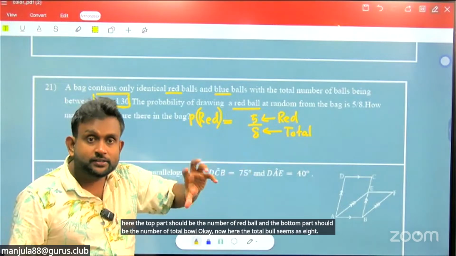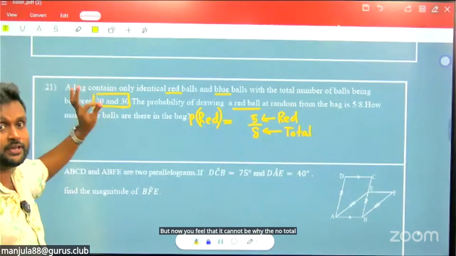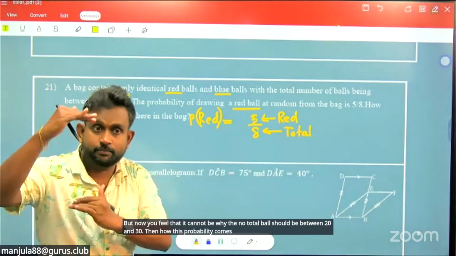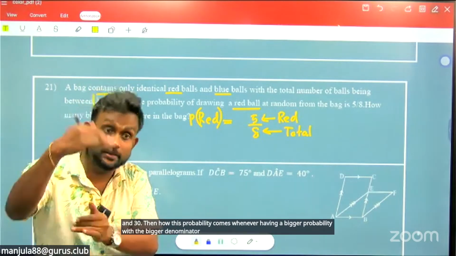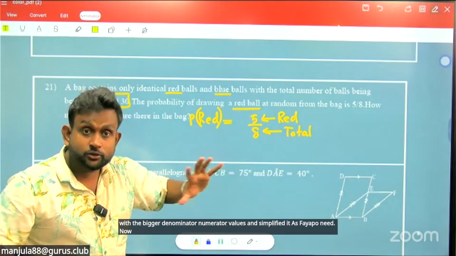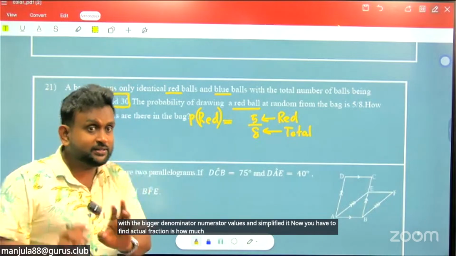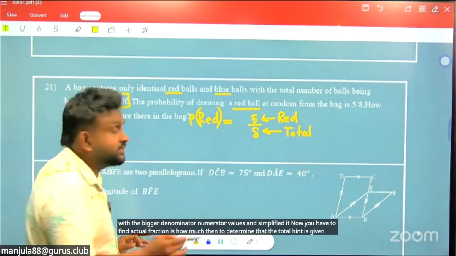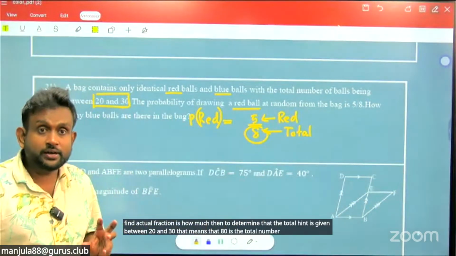But now you feel that 8 cannot be. Why? The total balls should be between 20 and 30. Then how does this probability come? Whenever we have a bigger denominator and numerator, the values can be simplified to 5 upon 8. Now we have to find what the actual fraction is. To determine that, the total hint is given between 20 and 30. That means 8 is the total, no? The denominator is the total number of balls.